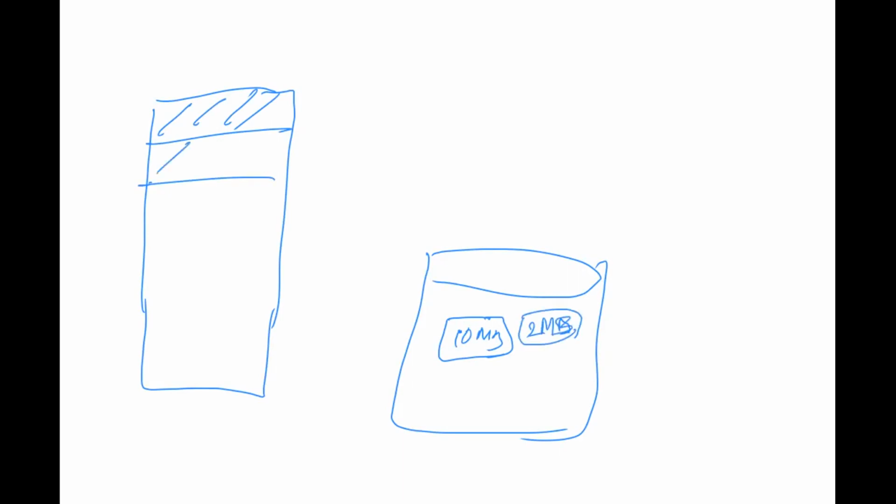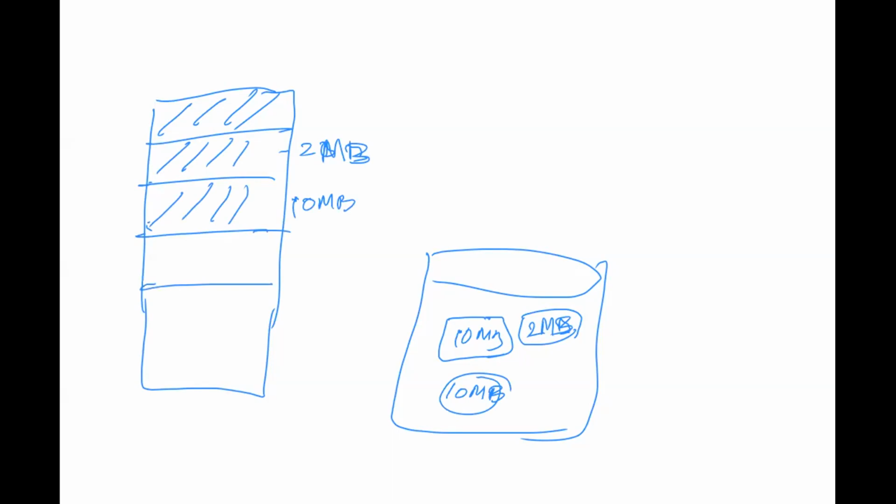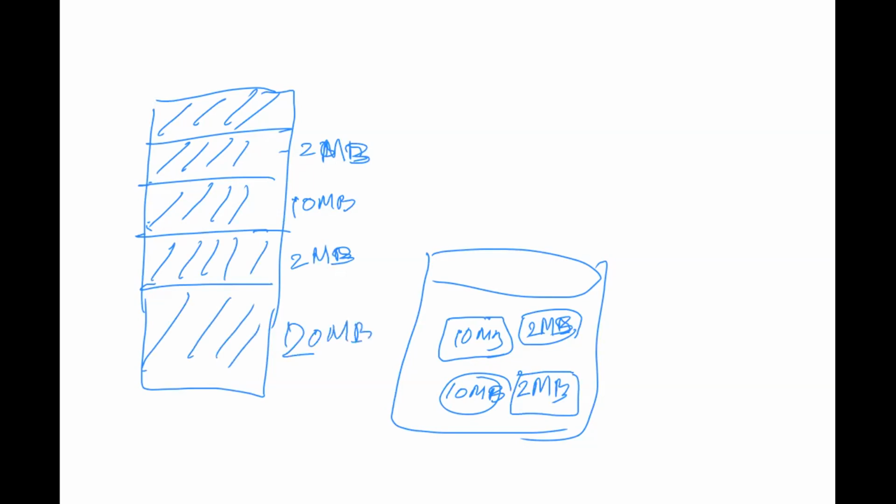And then again you create another process of 2 MB. It takes the space, 2 MB. Let's say again you open another program, 10 MB, and another is 2 MB. It takes the space from your RAM, 2 MB, and let's say another process of 20 MB is already in here. After some time, this process is completed and deallocates the memory.